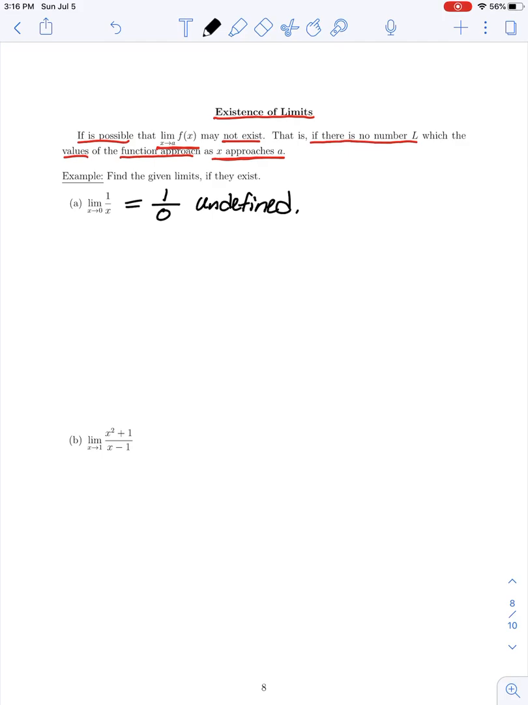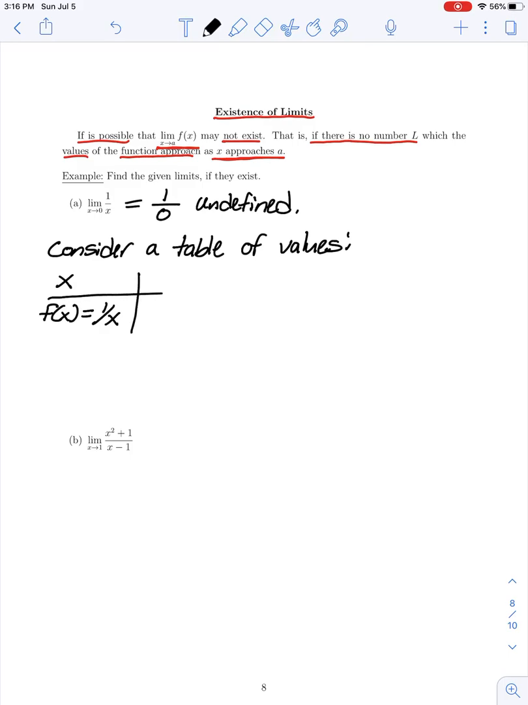So another approach we could use is the same approach that we used in our first example. Let us consider a table of values. So that is values of x and our function f of x, which is 1 over x. And we want to choose values of x that are close to 0, but not equal to 0. So we know that for x equals 0, our function is undefined.